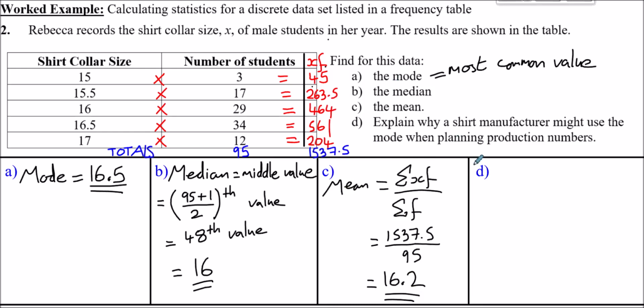So moving on now to part D. Explain why a shirt manufacturer might use the mode when planning production numbers. So think about in real life what the mode represents and why it might be of use or of interest. Well, the mode is the most common. So shirts, unless you're naughty and you steal them, which I'd never condone, shirts are bought, which means shirts are sold. And so shirts make money, essentially, for a commodity. So the mode, because it's the most popular choice, is likely going to represent the best seller.